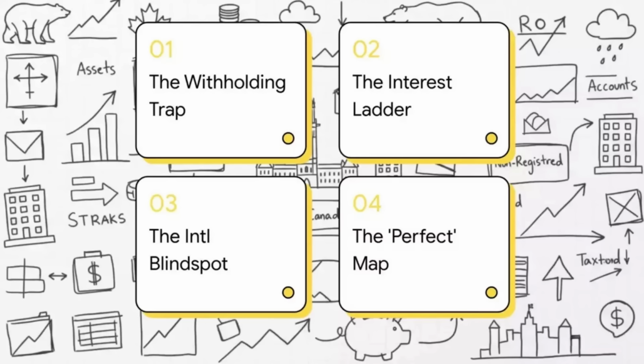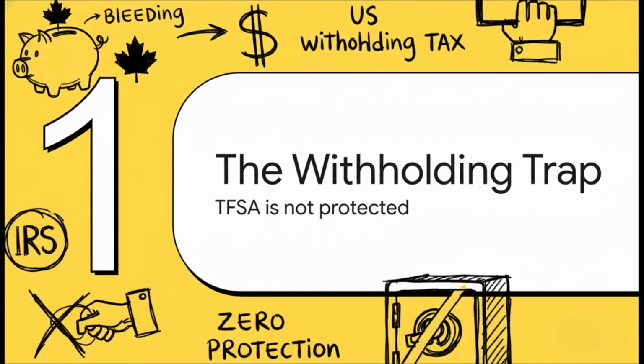3. The international blind spot. Most people fix their US stocks, but forget about Europe and Asia. We will expose the level 2 tax leak that almost everyone misses. And 4. The perfect map. Exactly which ETF goes into which acronym to reduce your tax drag to 0. Let's start with the immediate bleeding.